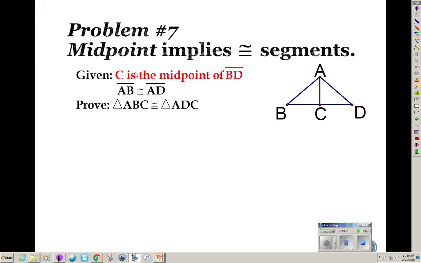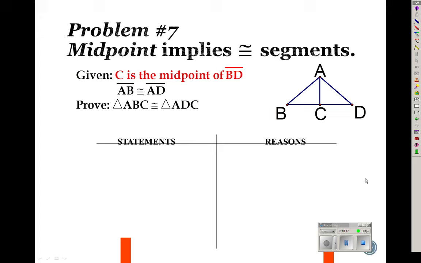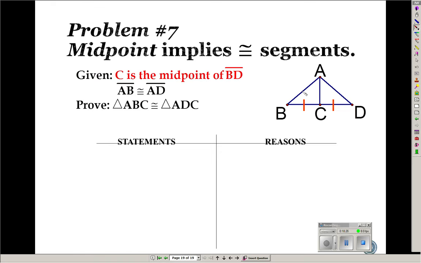Here's another one. You're given that C is the midpoint of segment BD and segment AB is congruent to segment AD. Prove that the triangles are congruent. Well, if there's a midpoint, then you have the half segments congruent. So I know right off that segment BD is cut in half and those two halves are congruent. I also am given that segment AB is congruent to segment AD. So let's go ahead and start the proof here.